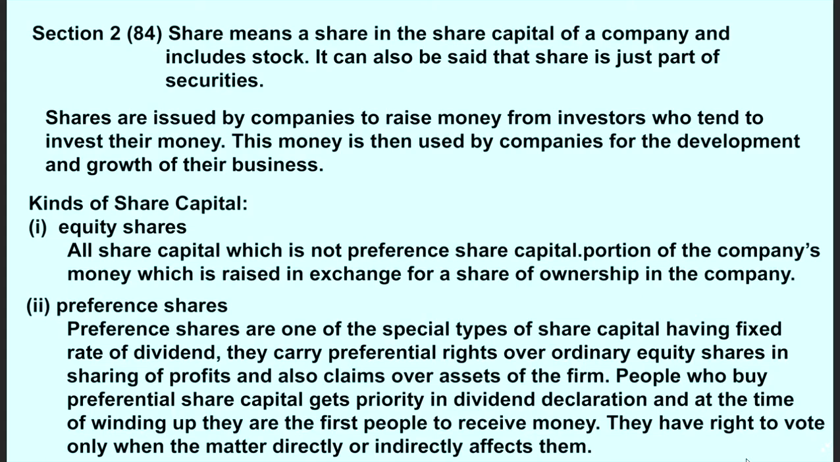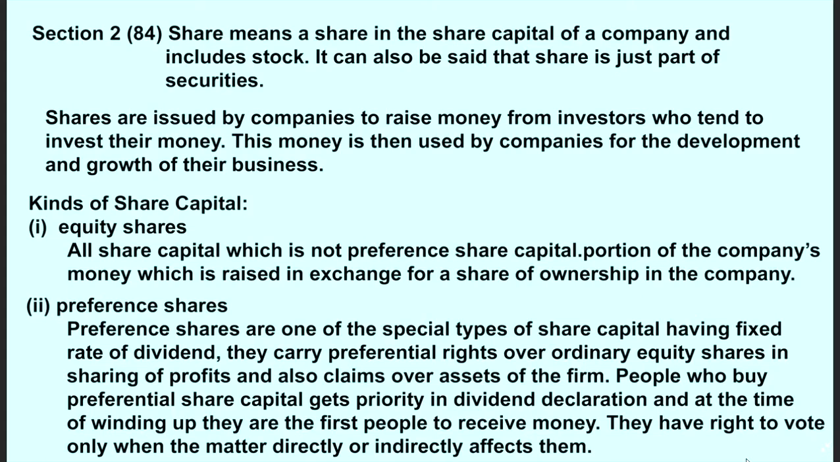Now let us see what preference shares are. Preference shares are a special type of share capital having a fixed rate of dividend. They carry preferential rights over ordinary equity shares in sharing of profits and also claims over the assets of the firm. People who buy preference share capital get priority in dividend declaration, and at the time of winding up they are the first people to receive money. They have the right to vote only when the matter directly or indirectly affects them.